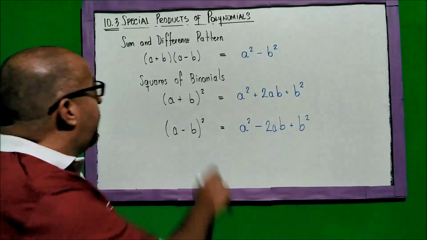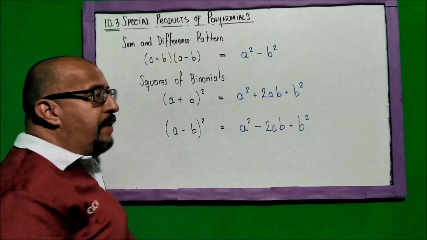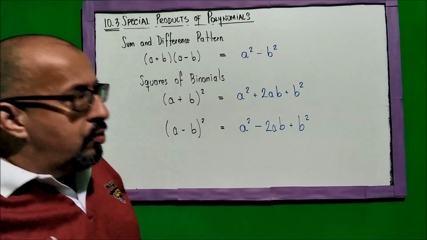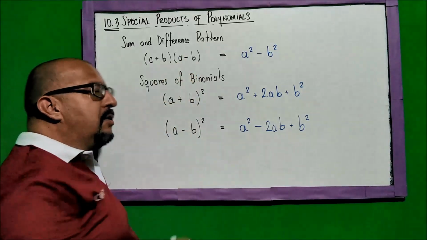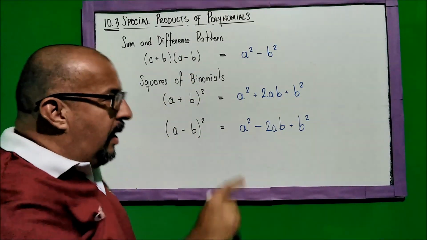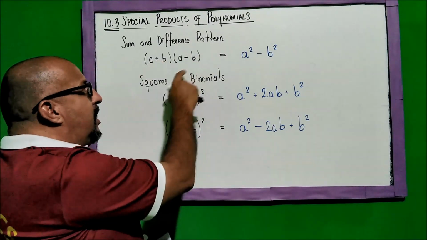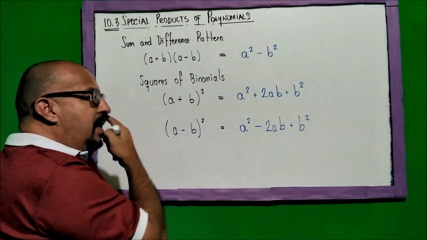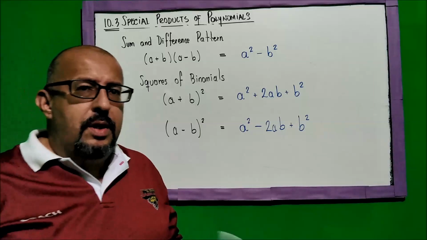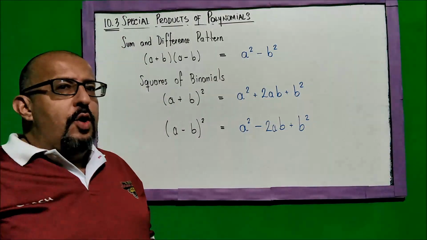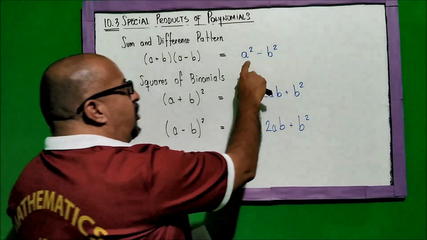For example, we have the one that is called the sum and difference pattern. For this situation, we have a parenthesis that is adding and a parenthesis that is subtracting. The other elements are exactly the same, for example, A and B in this case. After you apply the FOIL method to this multiplication, we end up having this expression.